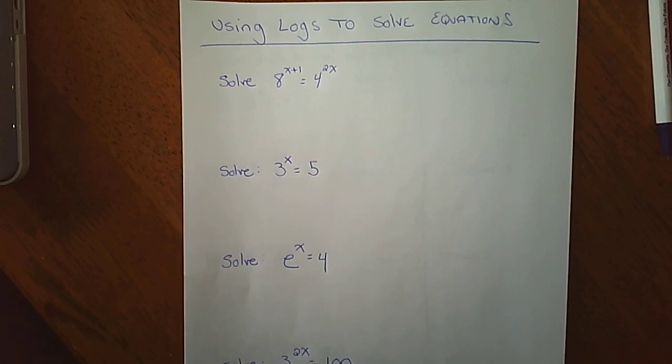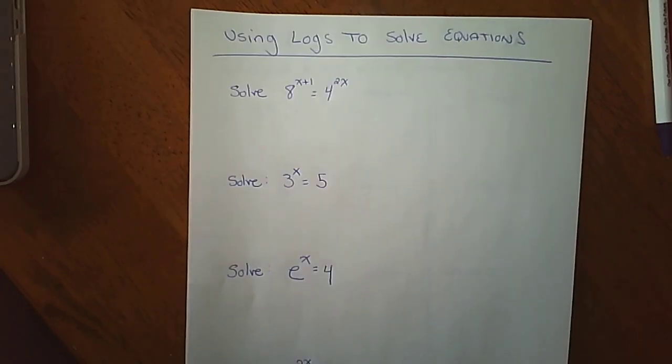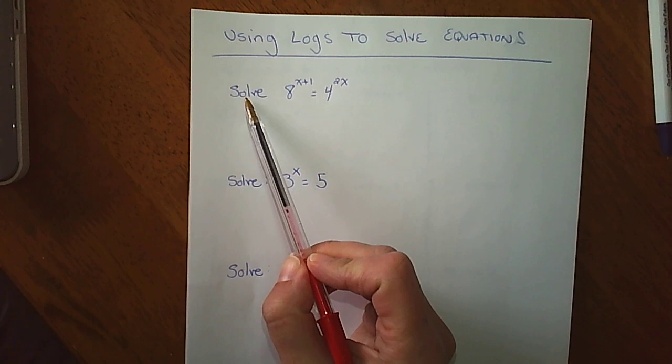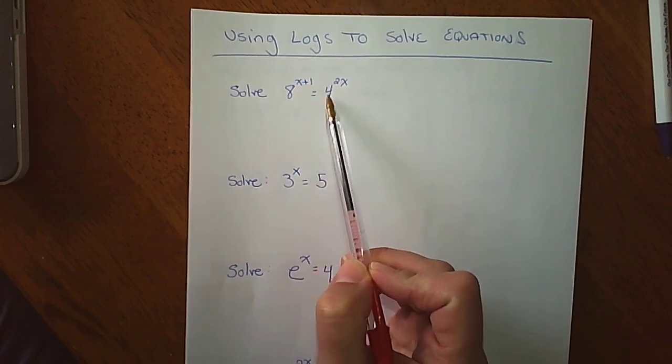Since school closed, and it's using logs to solve equations. So we're going to take what we practiced with the quick log review the other day and apply it to this. And I think you're going to find it pretty straightforward. So let's take a look at the first one. It says solve 8 to the x plus 1 equals 4 to the 2x.